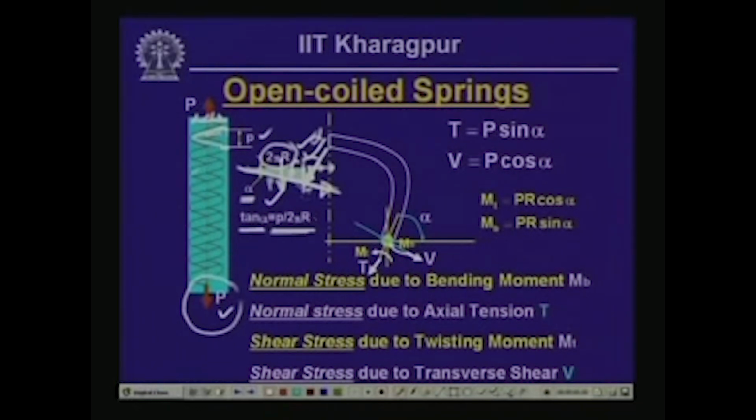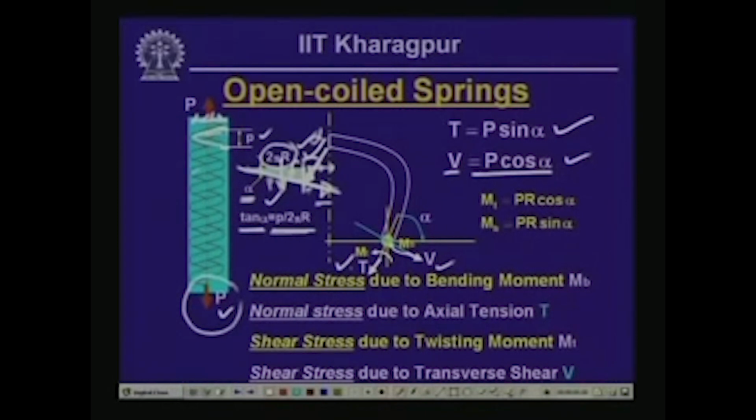Now, the component which is acting as P sin alpha along the axis of the wire will give us a tensile pull, and the force which is normal to this cross section, which is P cos alpha, will give us a shearing force V. So, the force P now contributes to two actions. One is the tensile pull, which is T, which is given by P sin alpha, and the shearing force which is acting perpendicular to it gives rise to V, which is P cos alpha. So, these are the two forces that it will be subjected to because of the load P.